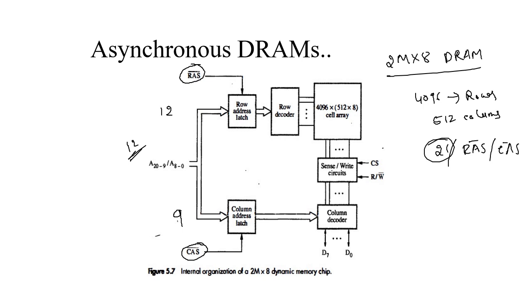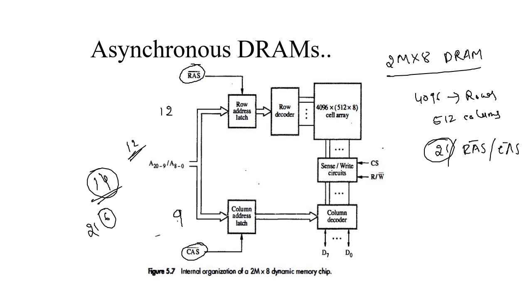And when column address strobe becomes 0, then the column address is latched from the multiplexed address. This is how we separate the row address and column address. Since these are multiplexed pins, we need only 14 input pins instead of 21. So here we can save 6 pins with this particular configuration.